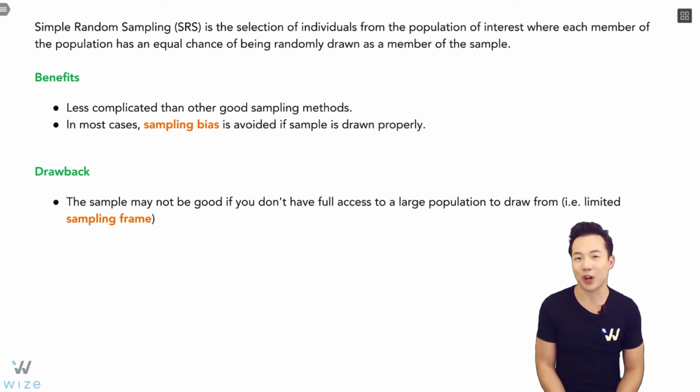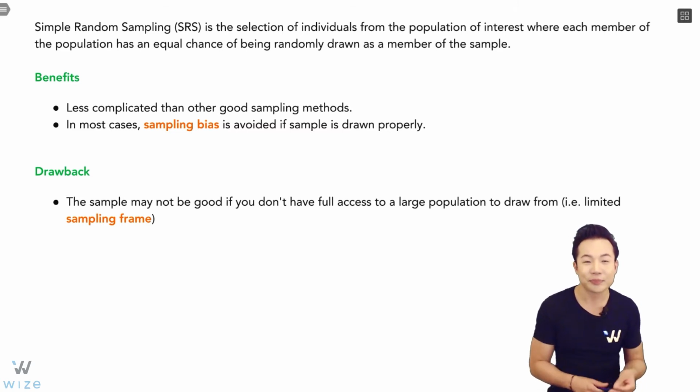And there are some benefits and drawbacks. The first benefit is that it's not complicated. It's pretty cost effective to conduct a simple random sampling, or an SRS. In most cases, sampling bias is avoided as long as your sampling is done properly.